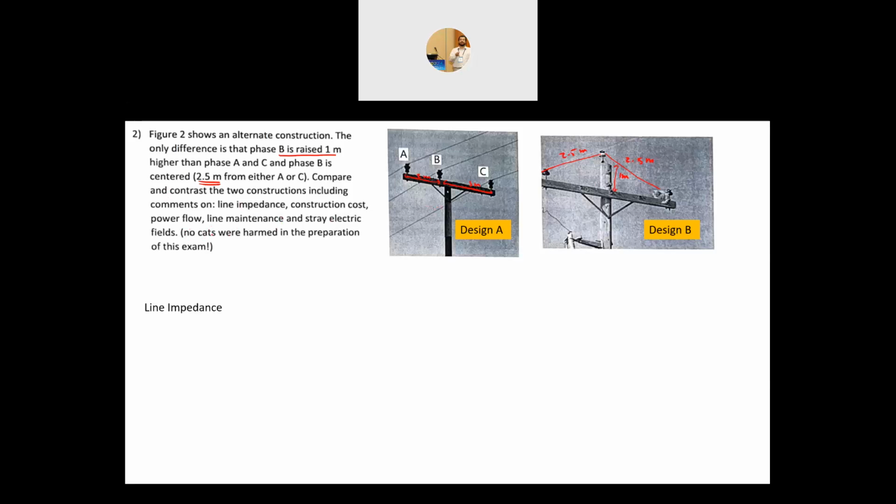And there is here basically a joke that says no cats were harmed in the preparation of this exam. They are referring to this cat that is standing here. Okay, joke aside, let's continue.